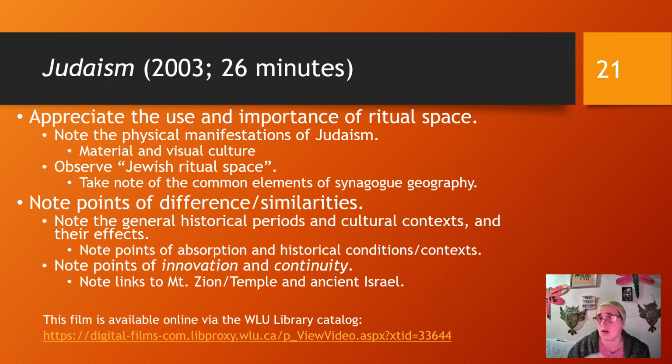Note that these are not all medieval synagogues that will be seen in this video. They're from multiple different periods, and many of them are actually modern. But take note of the innovations and the continuity. How is the temple reflected in the synagogues that are seen in this video, for example? How do synagogues therefore promote continuity with ancient times?